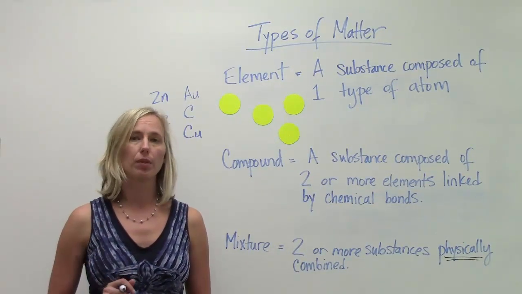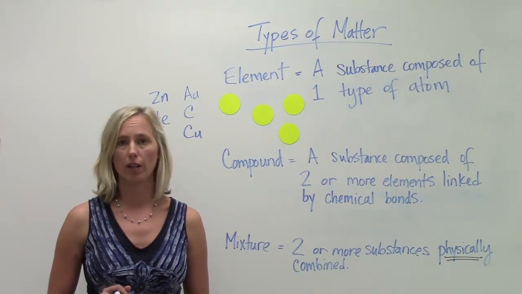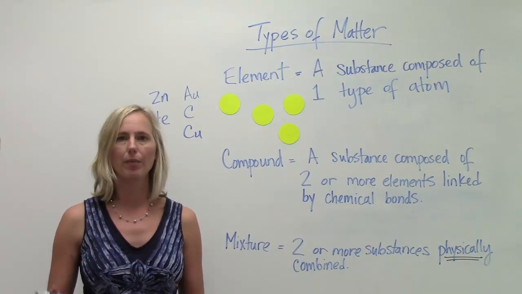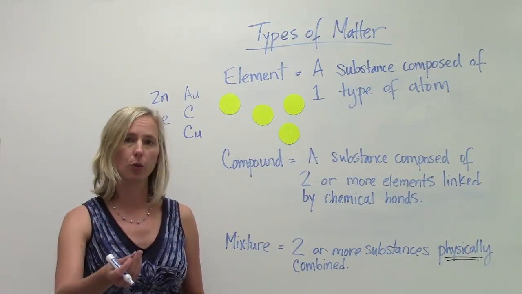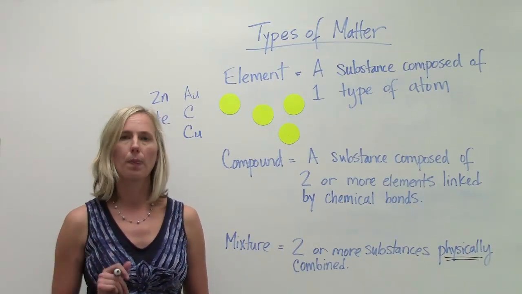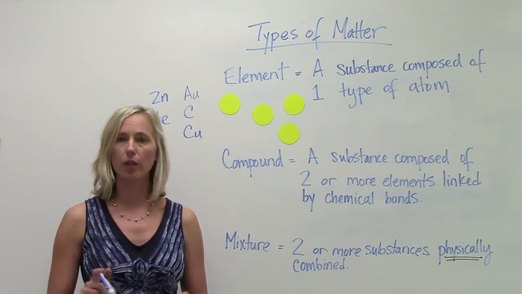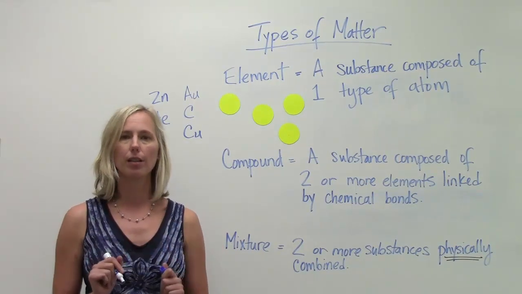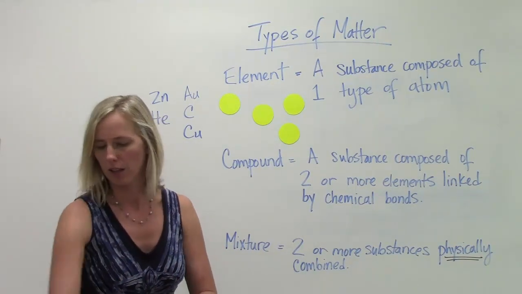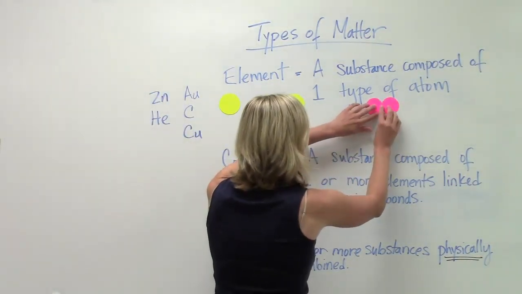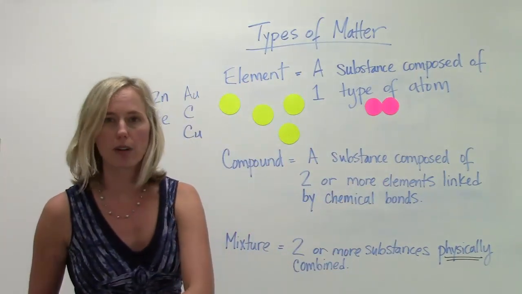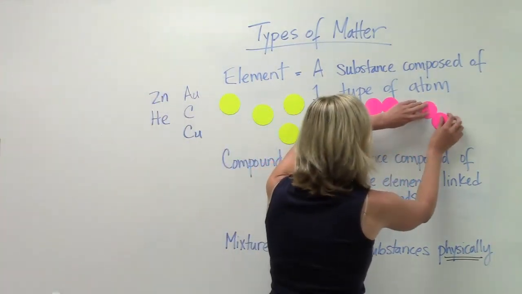There's another type of element that's important to be aware of. It's called a diatomic element. Let's think about that definition. Di means two atoms. In this type of element, we have two atoms that are chemically bonded together. They exist as a single unit that travels around together.